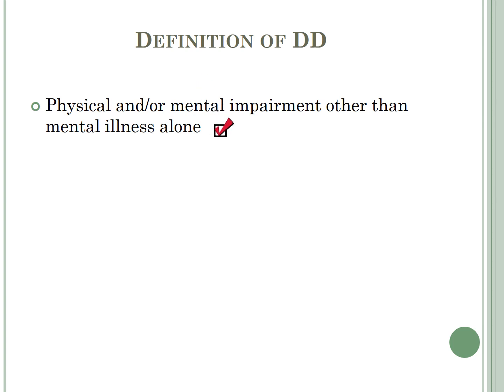And the definition of developmental disability is that it is a physical or mental impairment other than a mental illness alone. So sometimes we at the county will get a call from a family member saying, I really want to connect my family member who has bipolar disorder with your services. Well, unless that person happens to have a developmental disability alongside the bipolar disorder, they would not qualify.